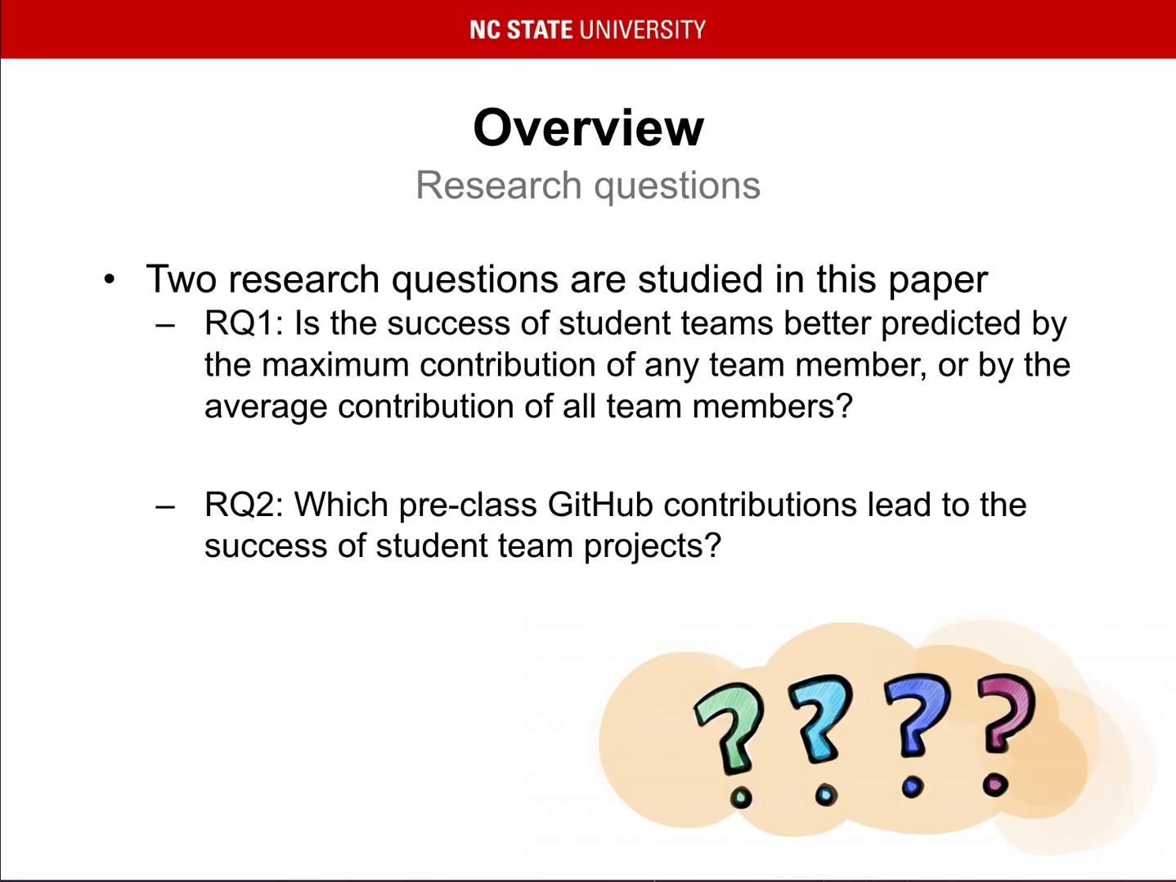Two research questions are studied in this paper. Question 1: is the success of student teams better predicted by the maximum contribution of any team member or by the average contribution of all team members? Question 2: which pre-class GitHub contributions lead to the success of student team projects?